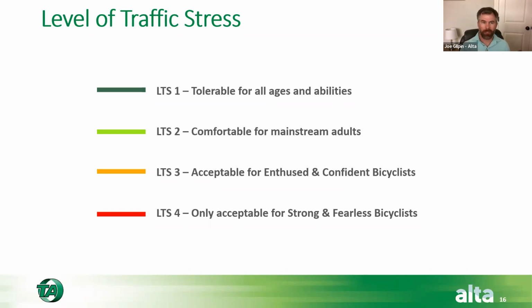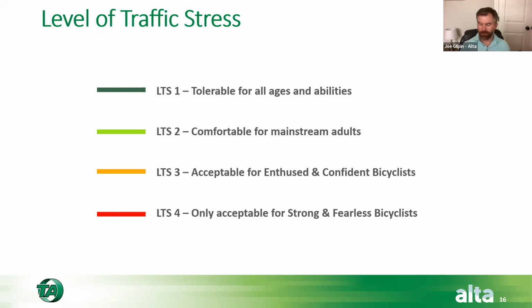And then we get into LTS2, comfortable for Main Street adults, and then acceptable for the enthused and confident. We're starting to lose a little bit of our comfort as we get down here. And so maybe a bicycle lane on a collector that doesn't have a lot of extra stuff would still be LTS3. And then on our main arterials, we have a lot more discomfort that's experienced in those areas. And so we need more. We need a separated class 1 or a class 4 maybe to be able to provide greater comfort, but that still may not be all ages and abilities depending on how it's designed.